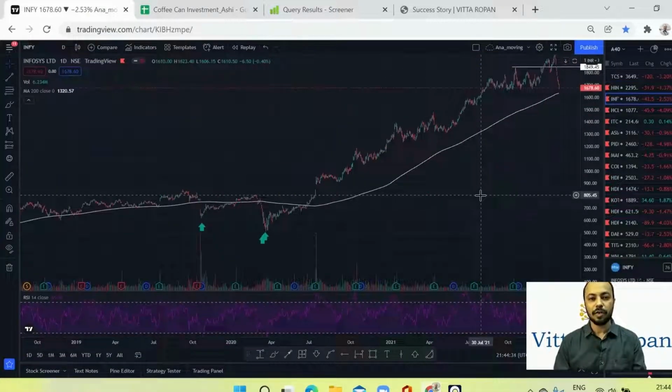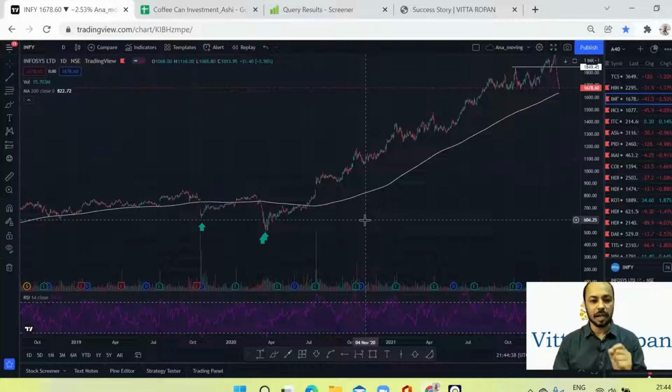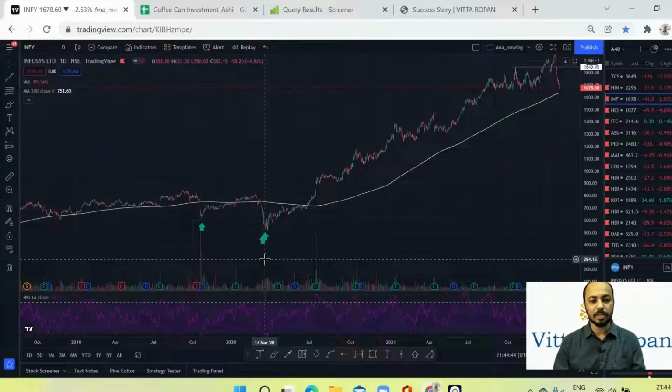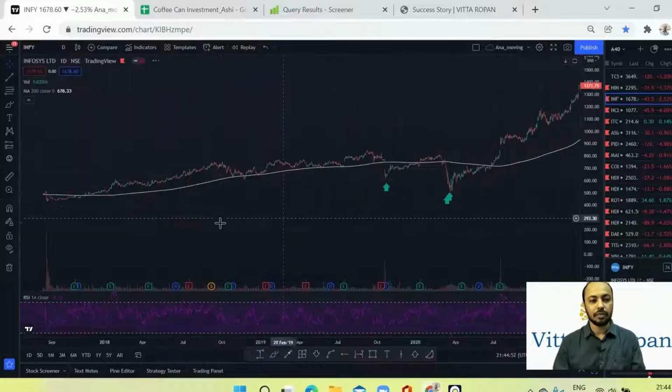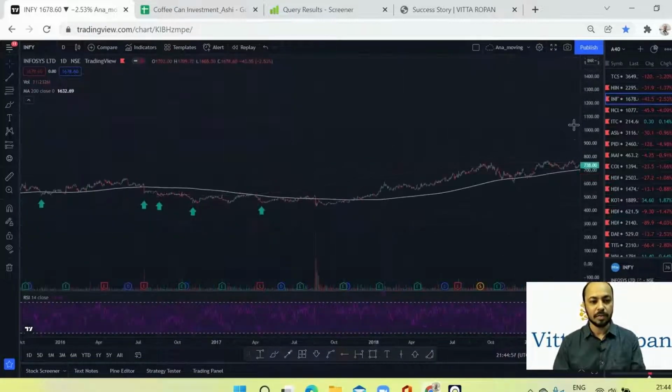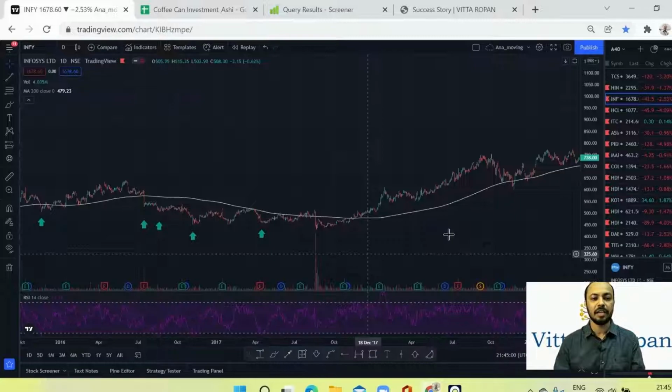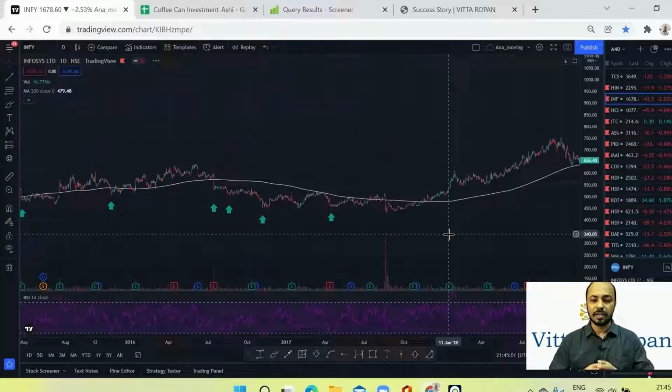Now the third stock in our portfolio is Infosys. So again, Infosys, if I show you, we have made the same position whenever the stock price is below the 200-day and the RSI is below 30. So we have made multiple positions, that is 1, 2, 3. And if you go back, you can see 4, 5 positions we have made in Infosys. So that is how you are going to invest whenever there is an opportunity.